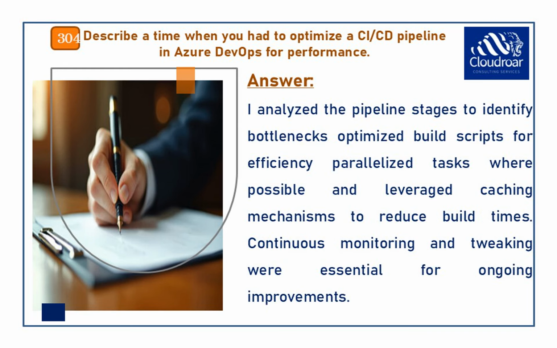Question 304. Describe a time when you had to optimize a CI/CD pipeline in Azure DevOps for performance. I analyzed the pipeline stages to identify bottlenecks, optimized build scripts for efficiency, parallelized tasks where possible, and leveraged caching mechanisms to reduce build times. Continuous monitoring and tweaking were essential for ongoing improvements.